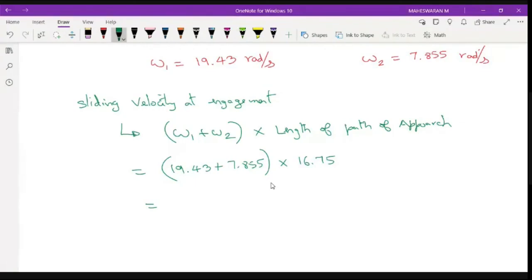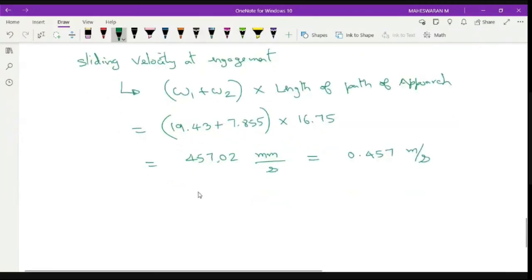So this is the actual formula for sliding velocity. We get 457.023, so 457.02 mm per second. If we want it in meters, it is 0.457 meter per second, because we substituted the approach length in mm, so we get it like this.